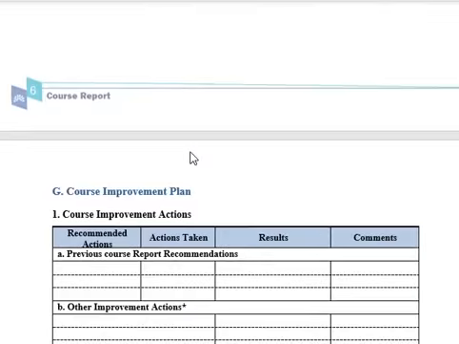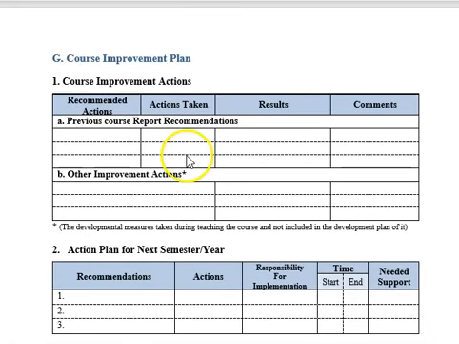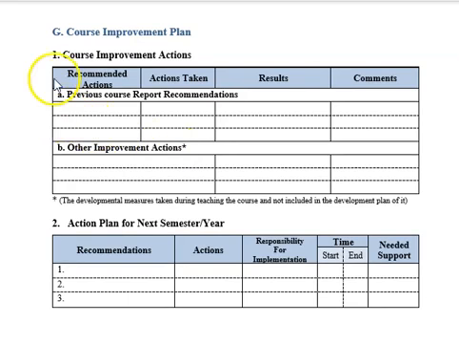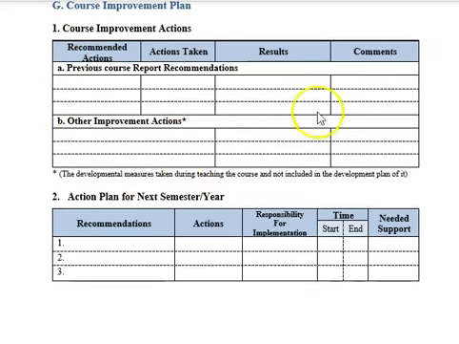Section G, Course Improvement Plan. This section is divided into two main parts: improvement actions for the previous semester and the action plan for the next semester. So you have to read the actions from the previous course report for the same course at the beginning of the semester, not now. Did you implement the action plan? If yes, what are the results? If no, why not? Write your comments.